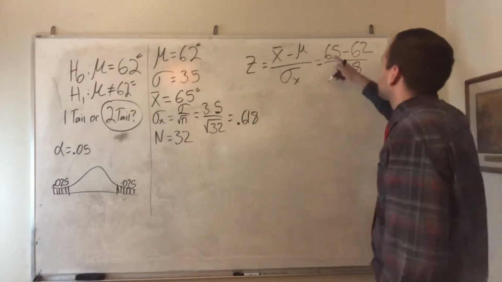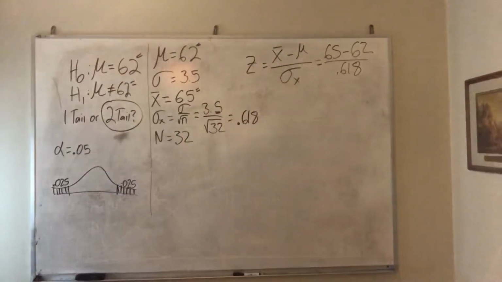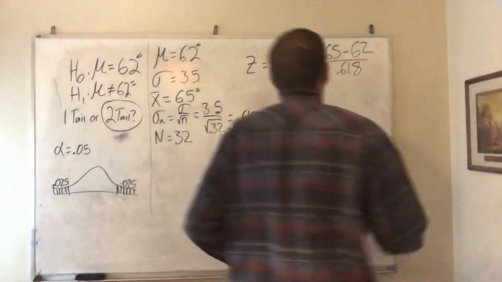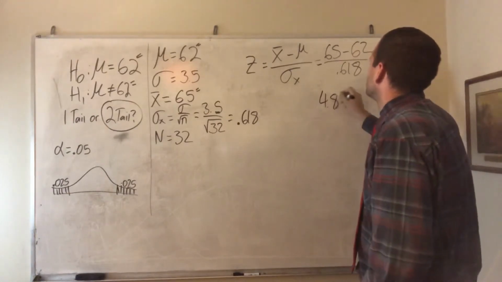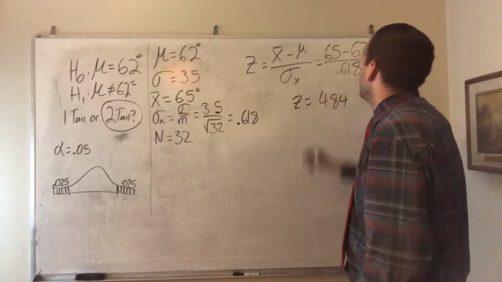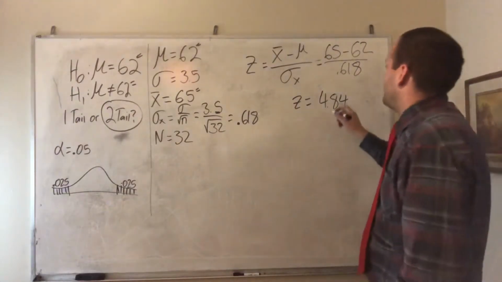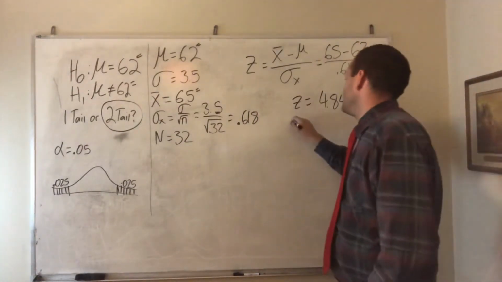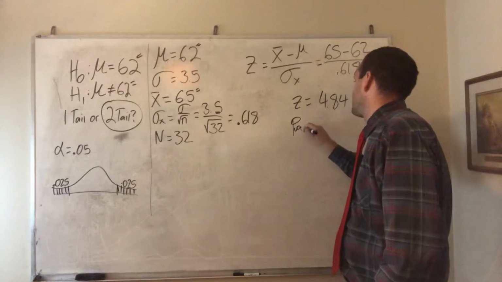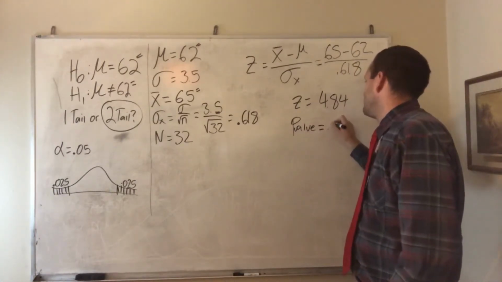Okay, here we go. 65 minus 62, that's 3. 3 divided by 0.618 is 4.84. That is our sample z-score. Now, we use a p-value to figure this out, and we get a p-value of 0.9999.